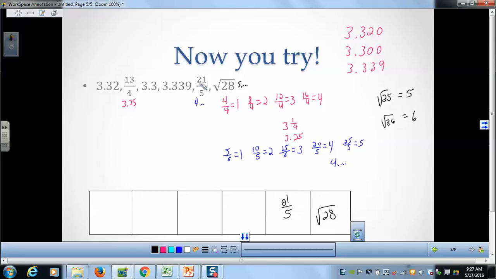Now I'm going to take my 3.25. It's my least number, so I'm going to put that right here. Now I can go over here and compare. Which of these is the least? It would be the 3.3. And I can take that, and then the 3.320, and then the 3.339. And so that's how everything is nicely ordered. All right, so that's the second piece.